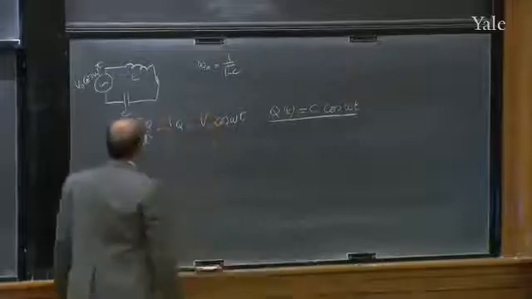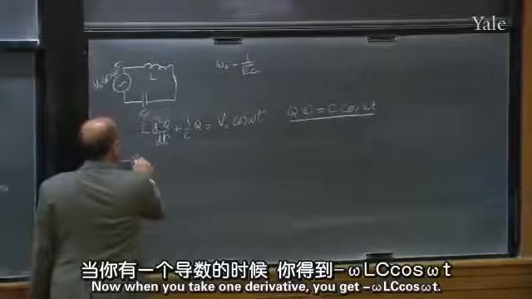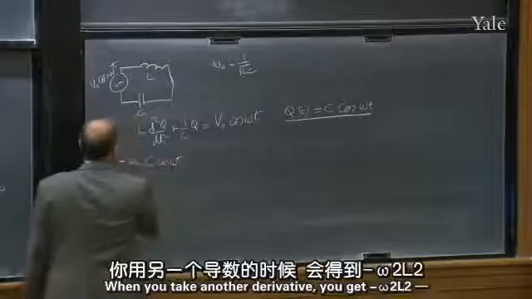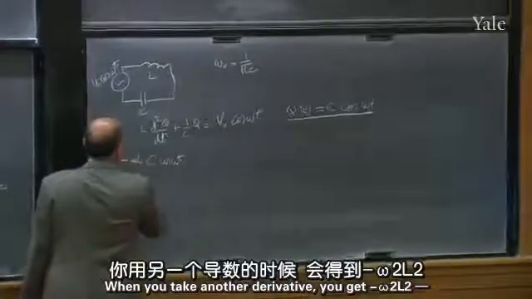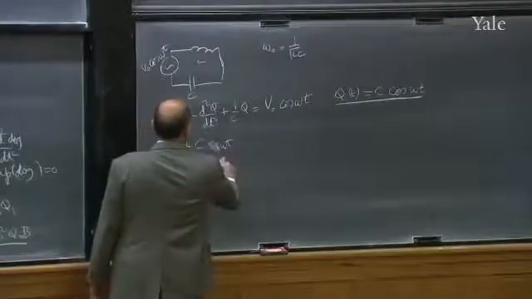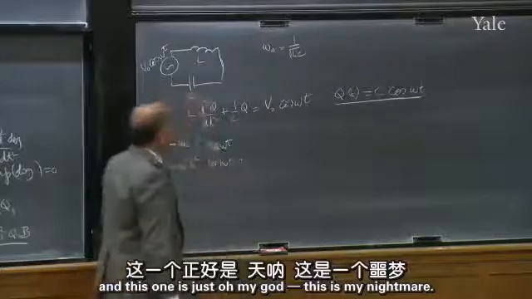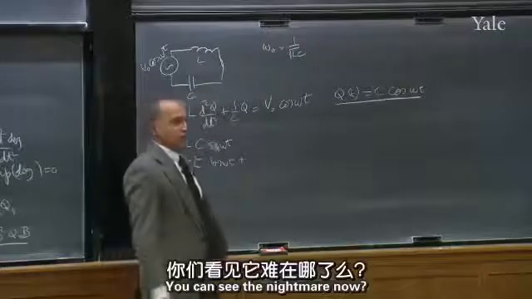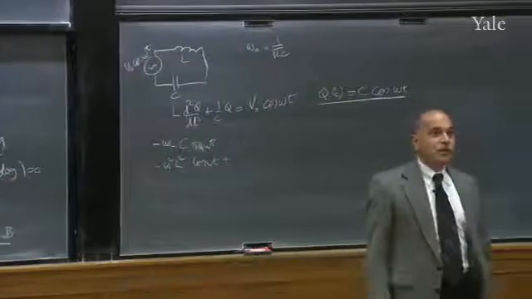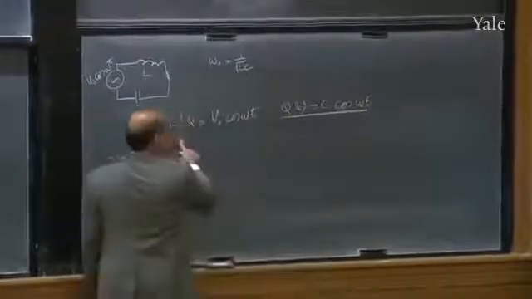See what happens now. When you take one derivative, you get minus omega c sine omega t. When you take another derivative, you get minus omega squared c cosine omega t. And this one is just, oh my God, this is my nightmare. You can see the nightmare now? How many people see the nightmare? Yes. So I picked that C to be the same as this C.